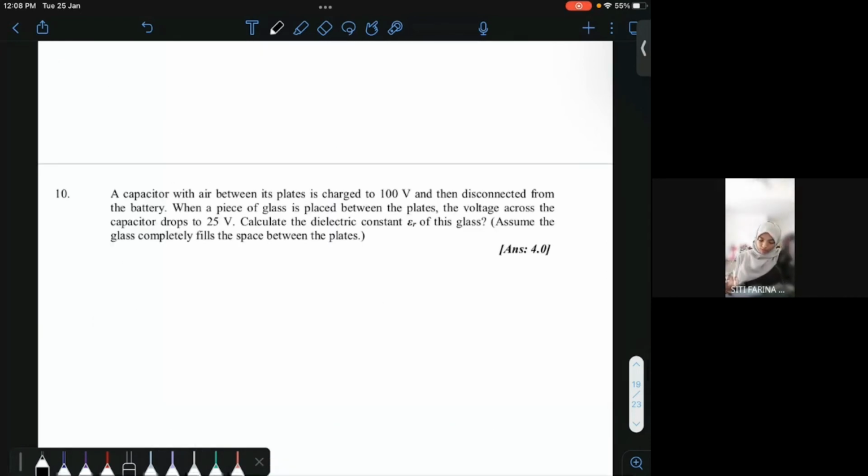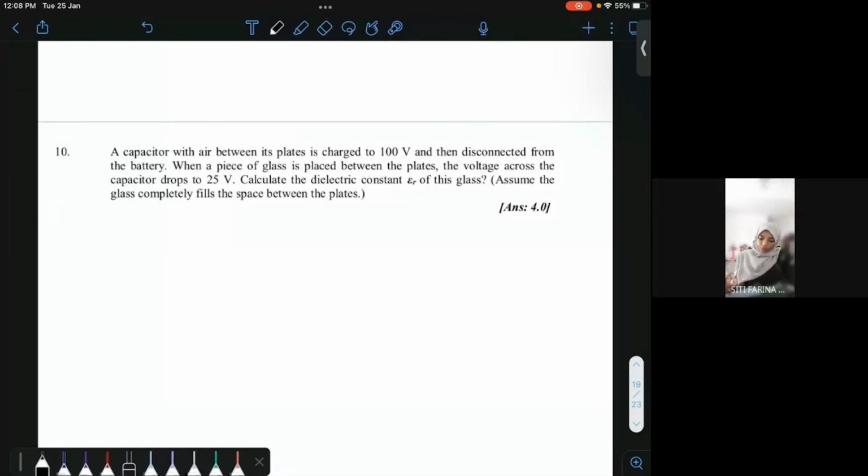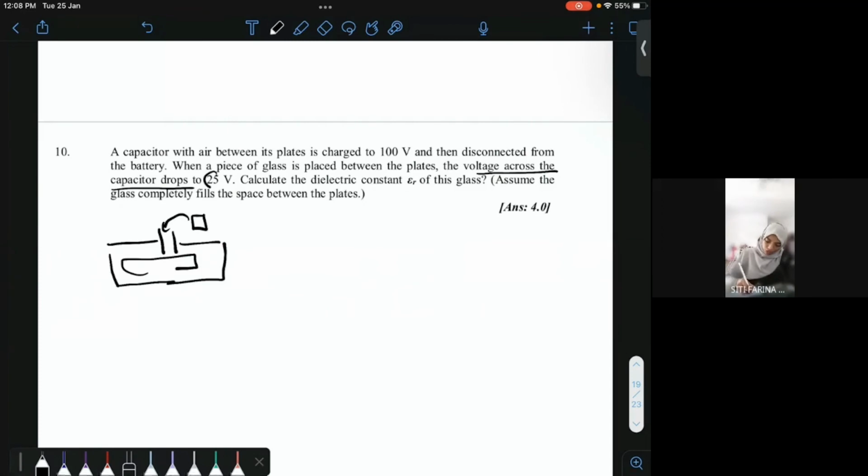And then last question. A capacitor with air between its plate is charged to 100 volt and then disconnected from the battery. So, kamu ada kapasitor, kamu connect dia dekat battery, kamu charge. Okay. Lepas kamu charge, disconnect from the battery. Kita buang battery. Okay. Sekarang, no more battery. When a piece of glass is placed between the plates, now you insert a piece of glass, the voltage across the capacitor drops to 25.